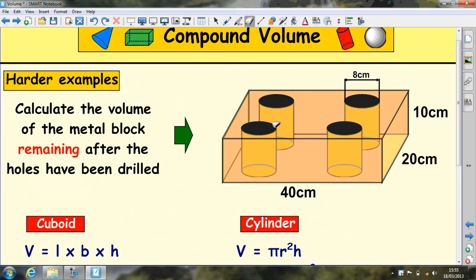So if you have shapes inside other shapes and you're asked to calculate the remaining volume, it's always a takeaway sum.